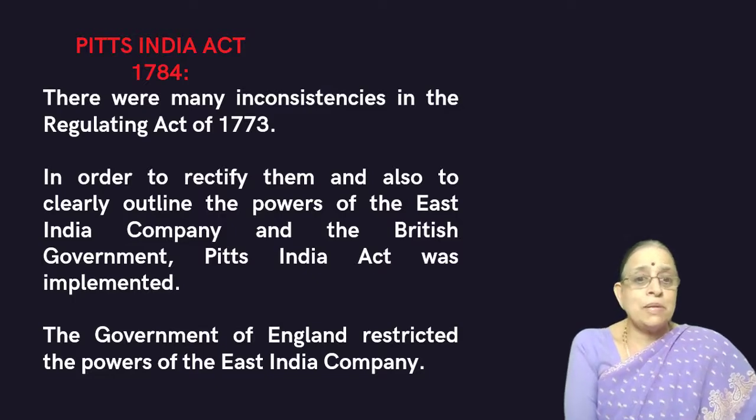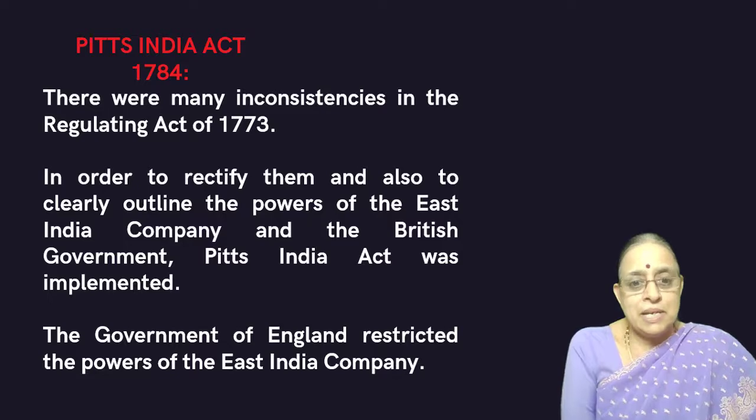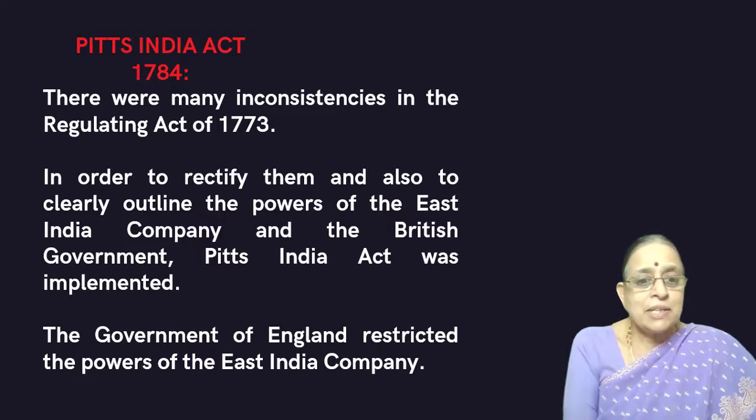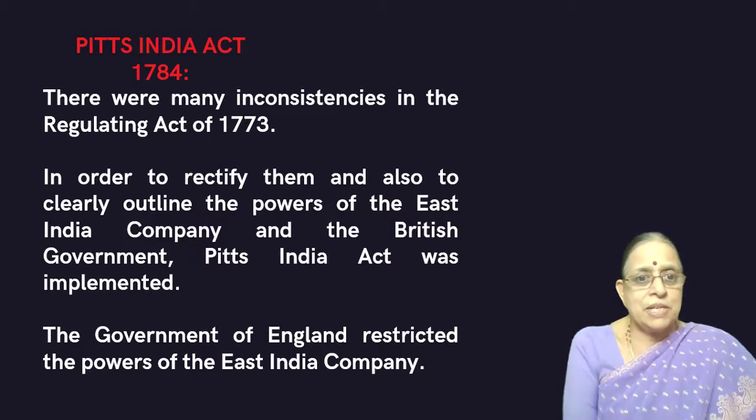Now the government of England came to know that the company officials were very corrupt. They were involved in collecting more taxes and amassing wealth. So the government of England wanted to restrict the powers of the East India Company. They wanted to decrease the powers of the officials of the East India Company.